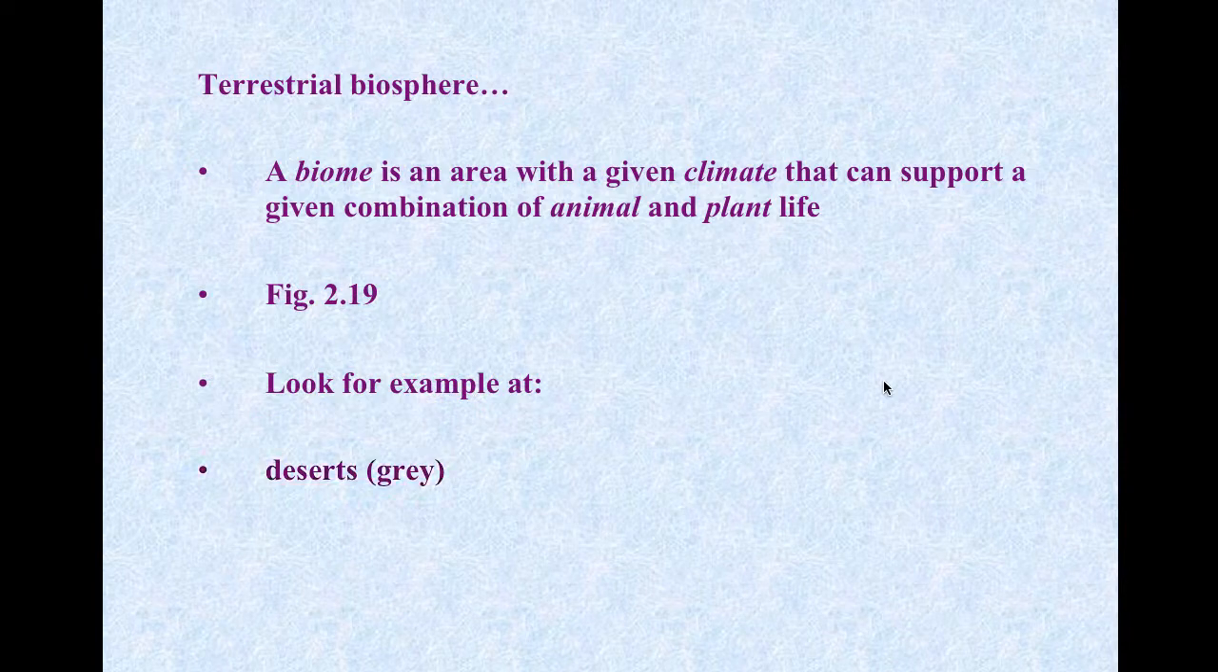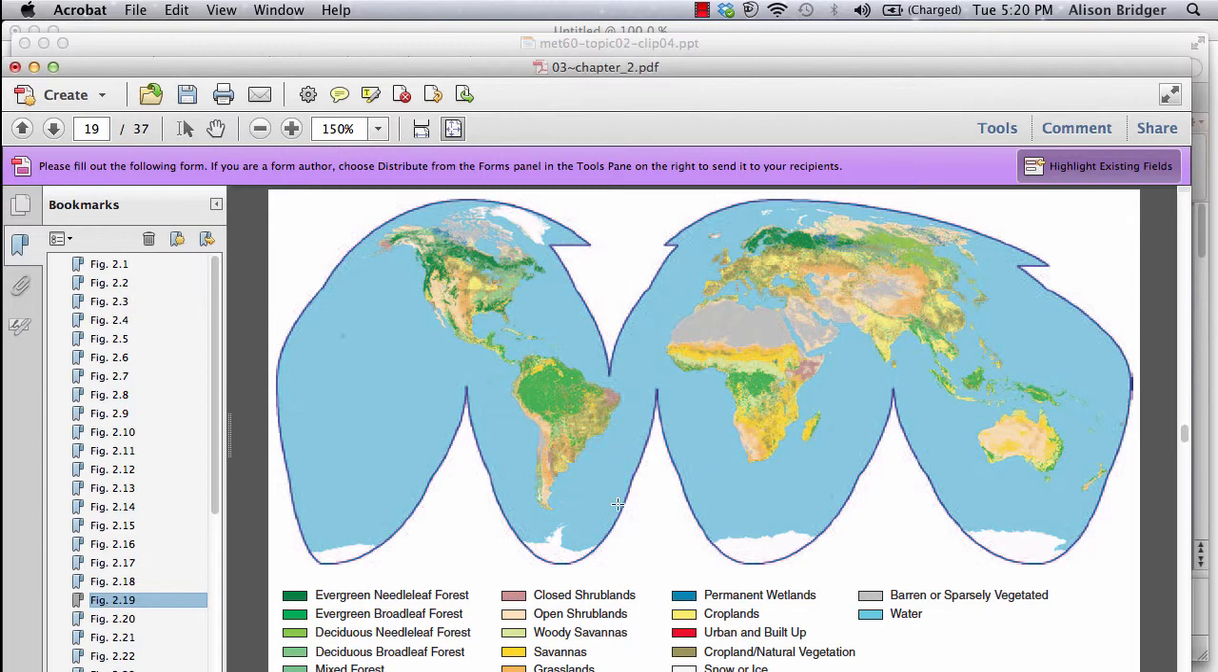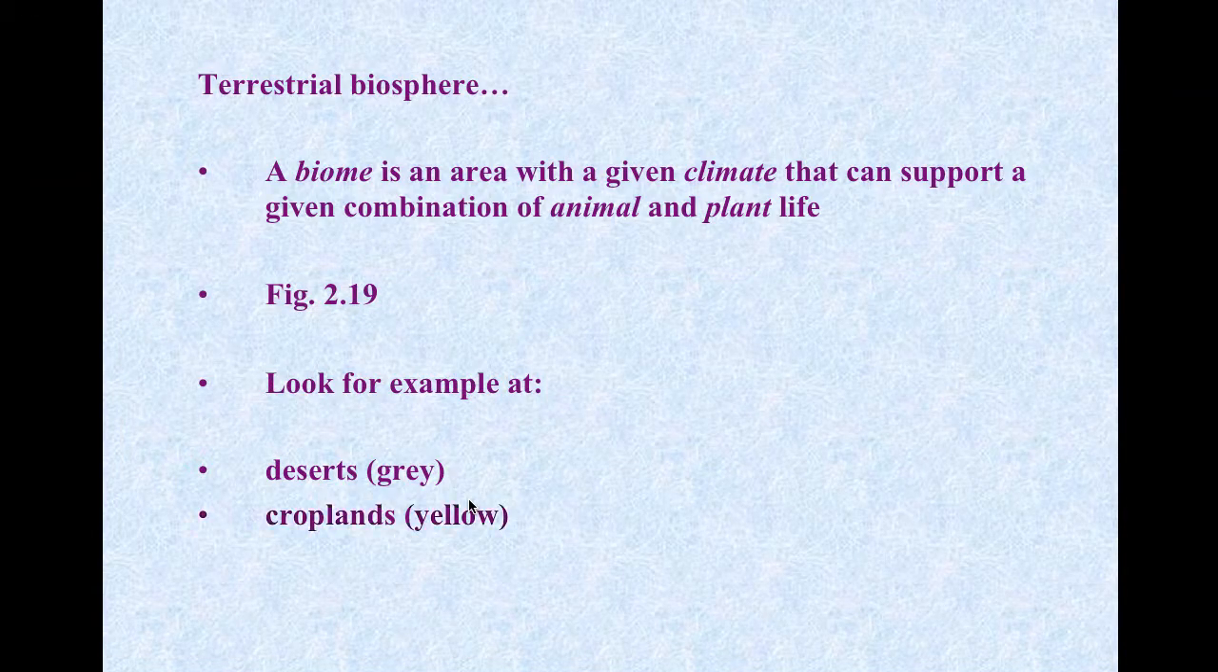The other biome you might want to look for are croplands, which I think are in yellow. If we look at North America, across the Canadian prairies here and across the upper Midwest, those are croplands. So we have this concept of biome, an area of a certain combination of rainfall and temperature, which allows certain kinds of plants to grow, which allows certain kinds of animals to live. And I've got a little list here of the factors that go into creating a biome.